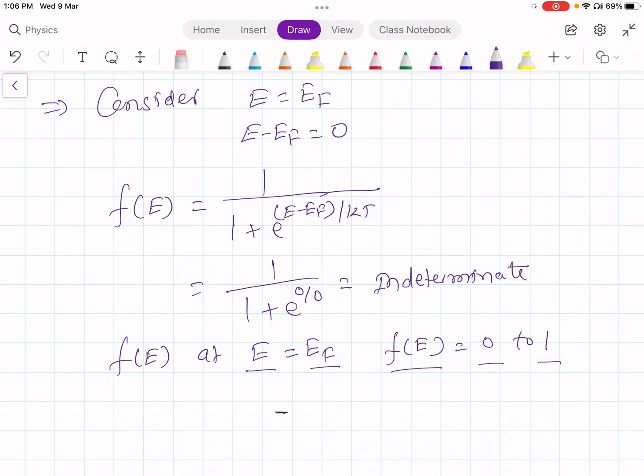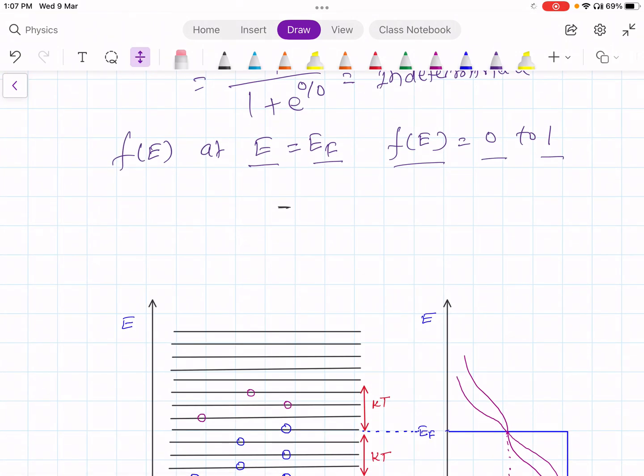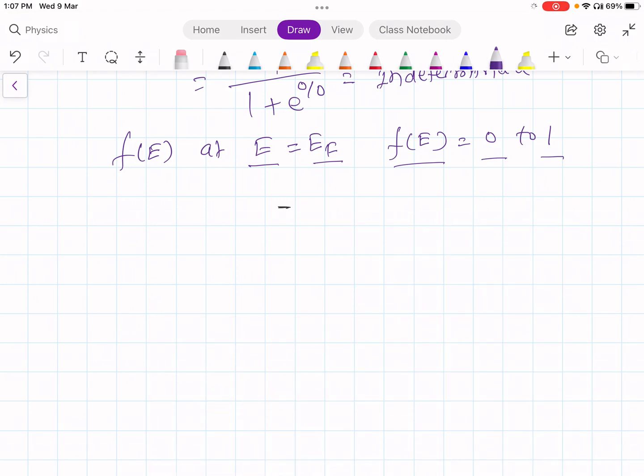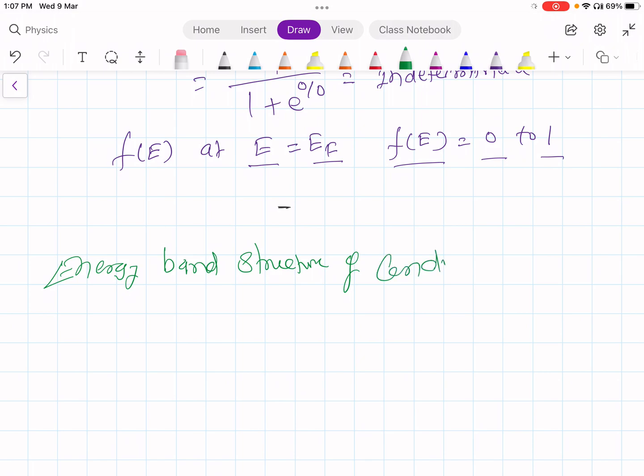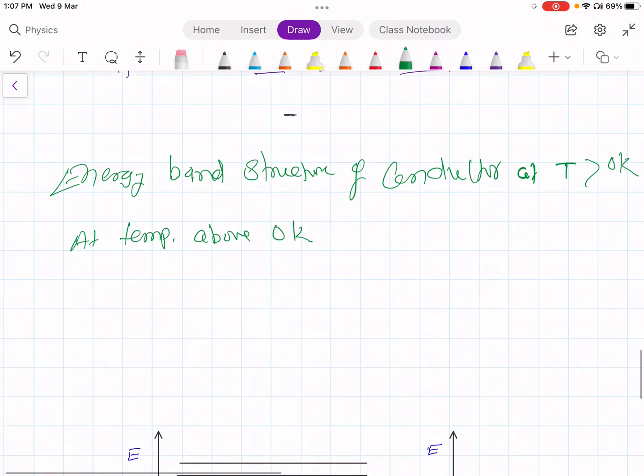So this was for conductor at 0 Kelvin. Then let's see energy band structure of conductor at T greater than 0 Kelvin. So at some temperature. What happens if the temperature is not 0 Kelvin? So at temperature above 0 Kelvin, what happens in this case?